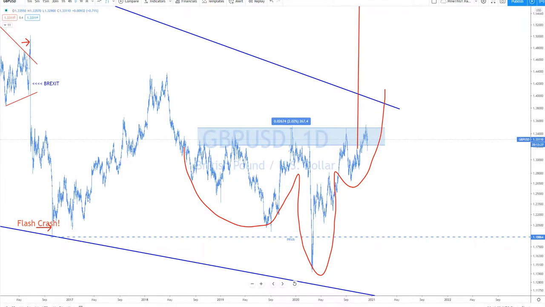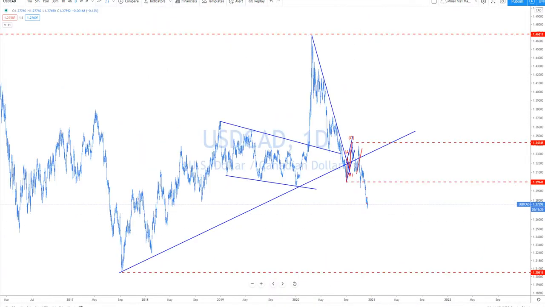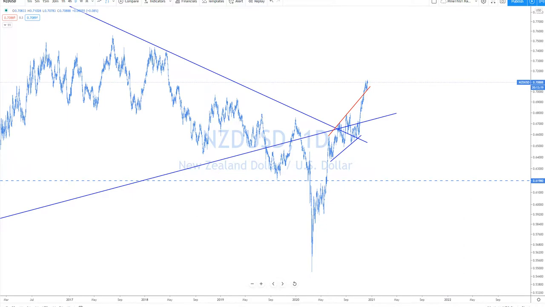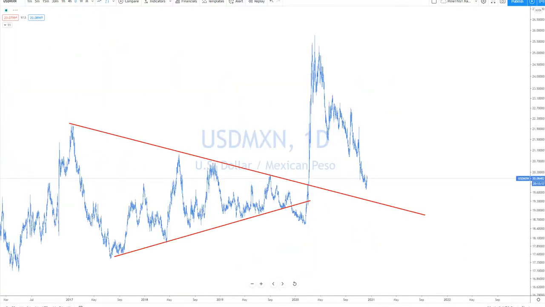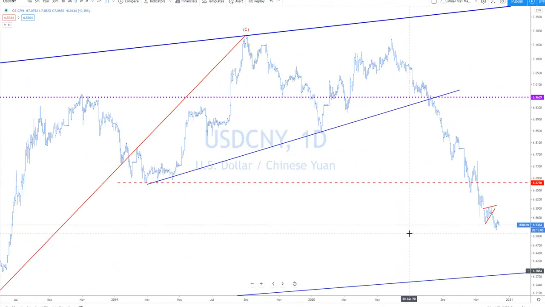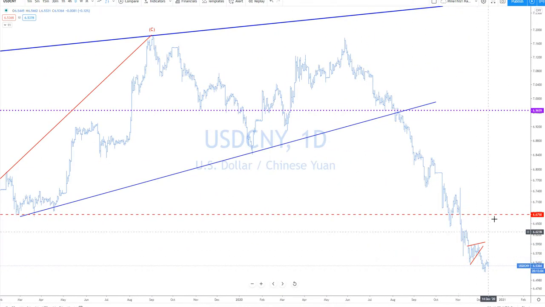What else? USD CAD continues to go lower. Australian dollar is doing great all over the place. New Zealand dollar as well. And I've said this: you want to buy this, you want to hold it, just let it do its thing. Little bounce in US dollar peso, and then dollar won, it continues to devalue.